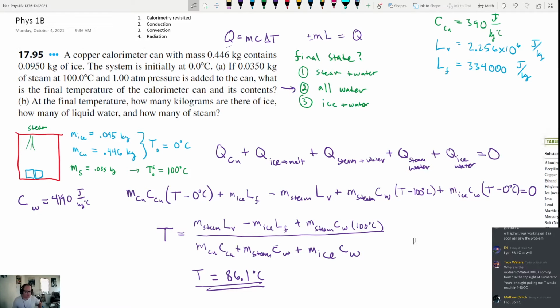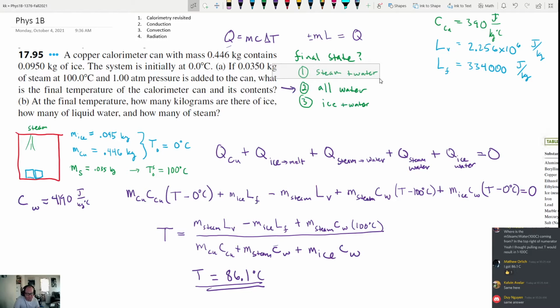And now we go back to our assumption. We say, was our assumption correct? Well, if the final temperature is 86 degrees, that's totally consistent. I mean, it's totally reasonable. Possibly if we'd added a lot more steam, for example, let's say we added 10 times as much steam, based on this final temperature, my guess is that our assumption would have been wrong. And in fact, it would have been steam plus water, right?